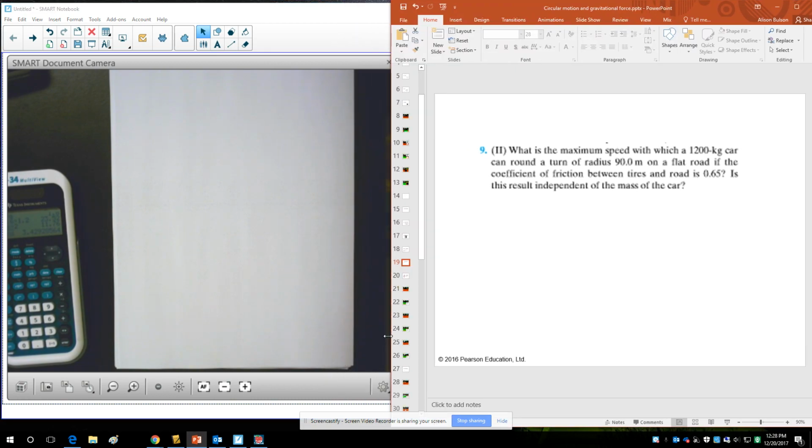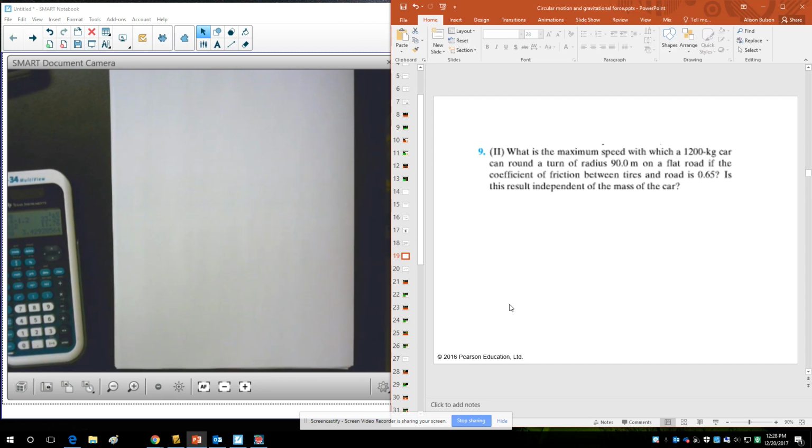So we have a 1,200 kilogram car going around a 90 meter radius curve on a flat road. So flat road, meaning that we don't have to worry about the banked curve. And the coefficient of friction between the tires and the road is 0.65.